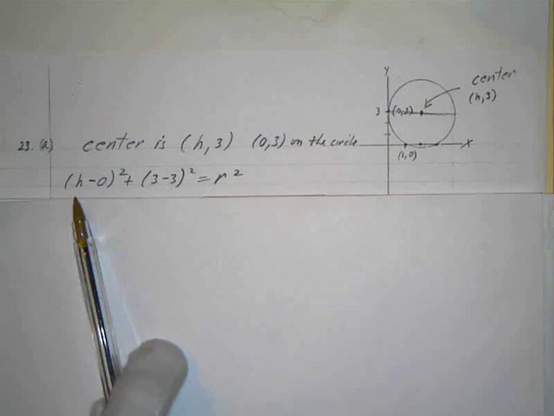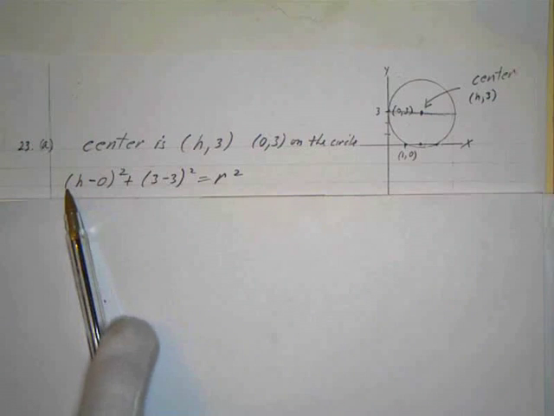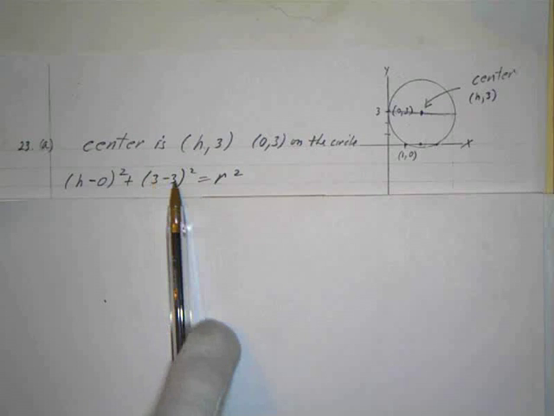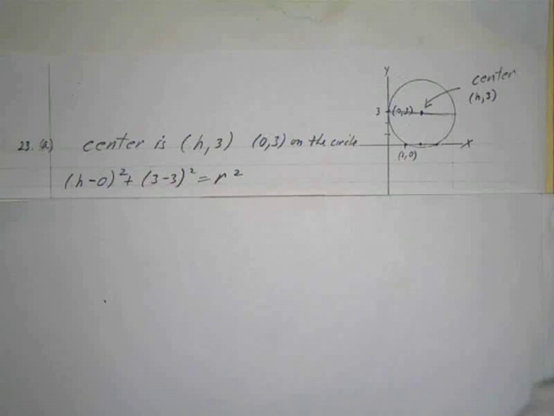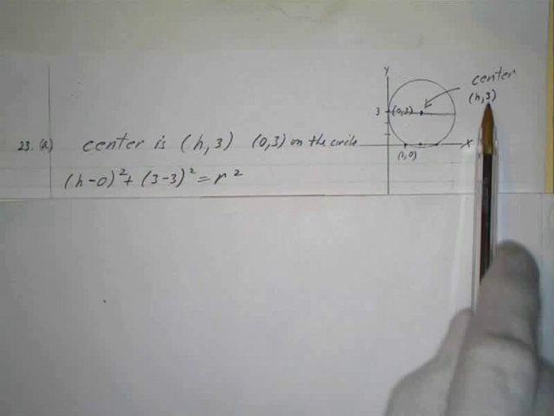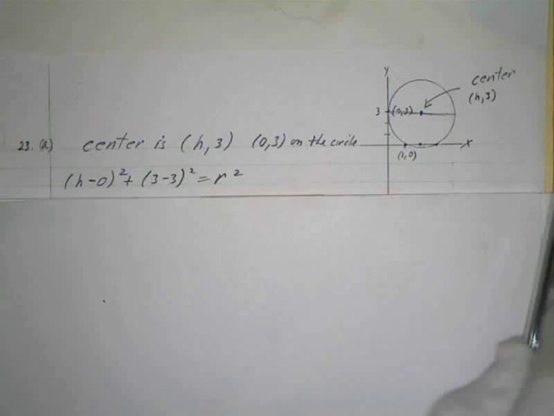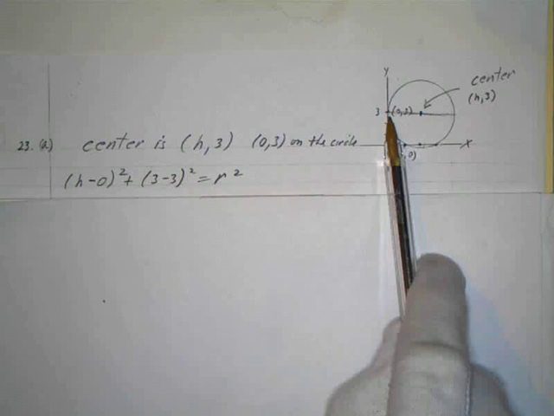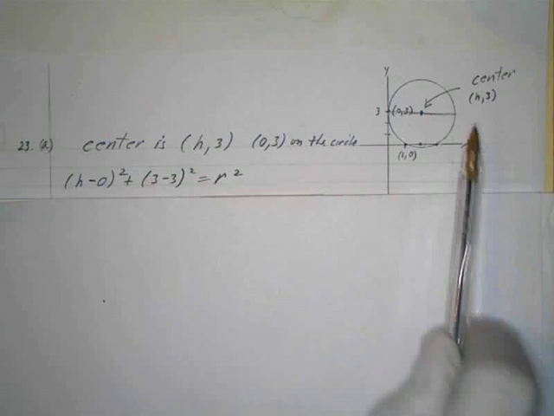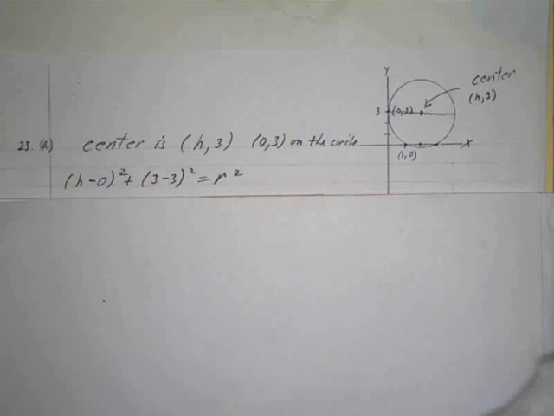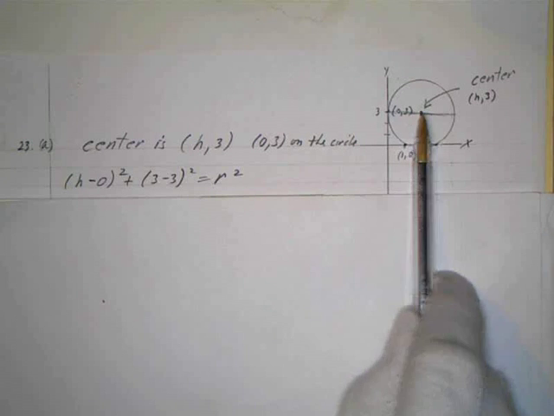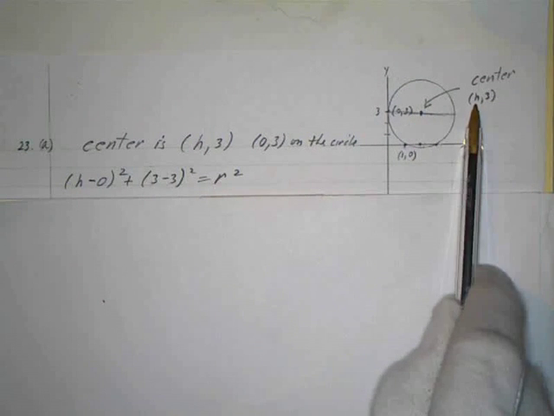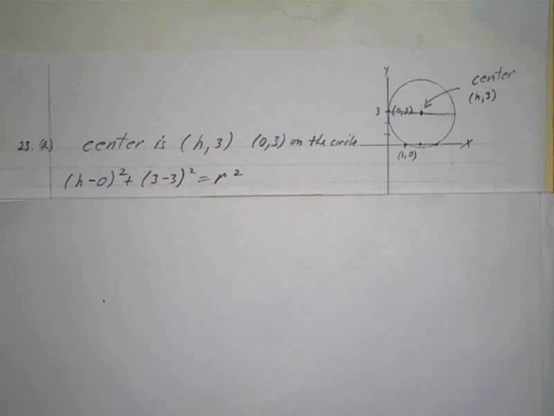So I can put this in our general form for a circle: (h minus 0) squared plus (3 minus 3) squared equals r squared. Because that's my center, and then I also have the point (0, 3). So I can use these 2 points, and that's going to give me the radius. Now, I don't know exactly what the radius is. I don't know what my x value is, but whatever it is, I'm going to call it h.